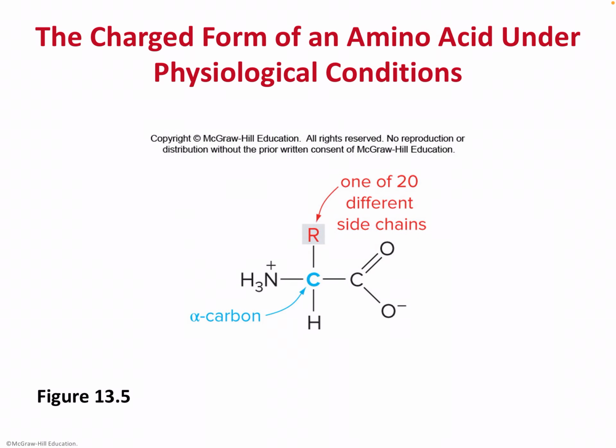Let's look at the structure of an amino acid. This is the charged form of an amino acid under physiological conditions. So you have a carbon for every amino acid. It has an amine group and also a carboxylate group, and you can have a side chain R group, and also this carbon carries a hydrogen. The only thing that is going to differ is the side chain, one of 20 different side chains. We call this the alpha carbon because it's next to the carbonyl group.